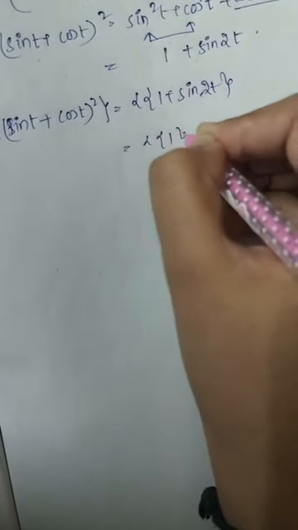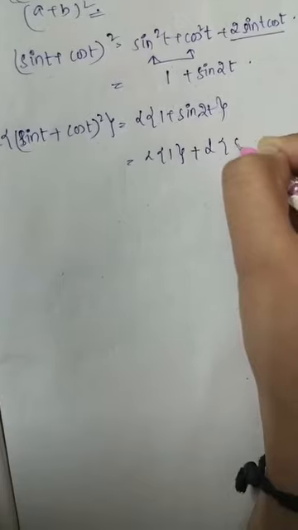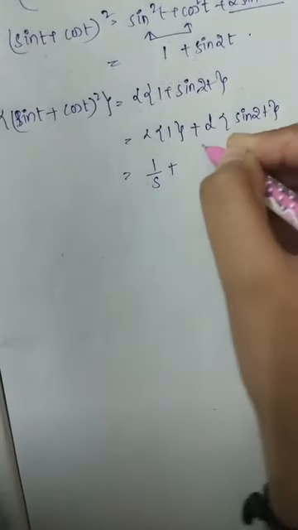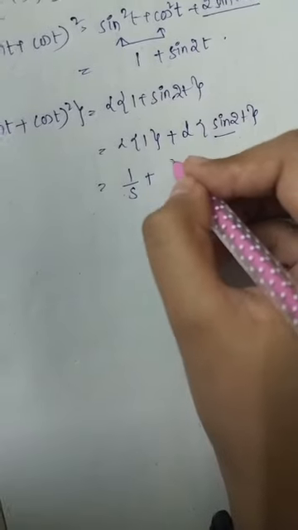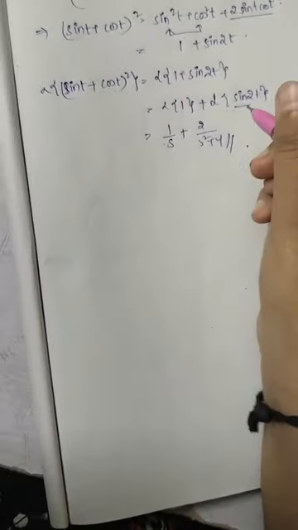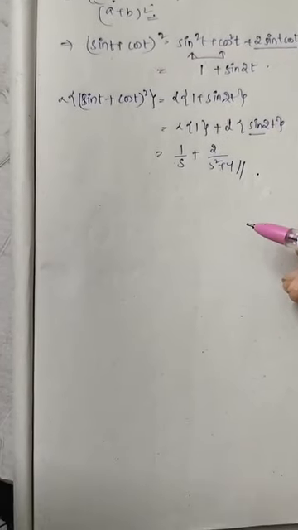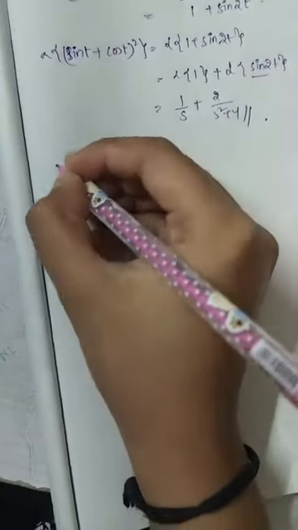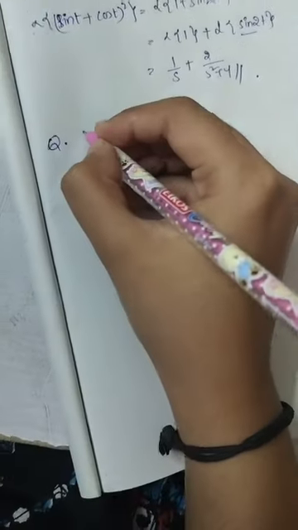So Laplace transform of 1 plus Laplace transform of sin 2t. Laplace transform of 1 is 1 by s, and sin 2t is 2 by s square plus 4. So we can end up till here or else we can continue solving this problem. Now let us see another question.